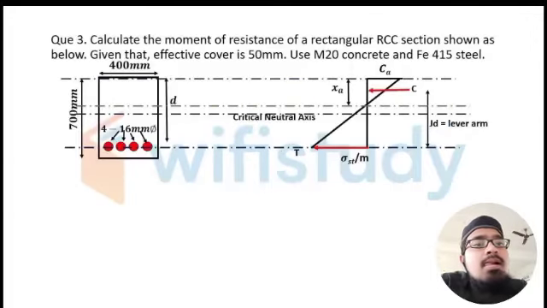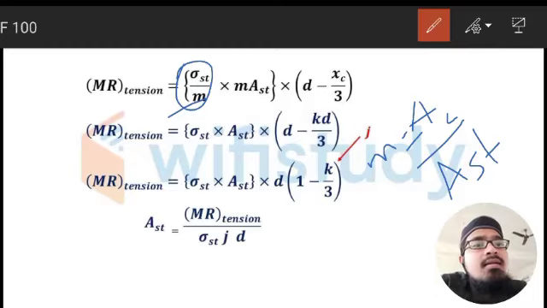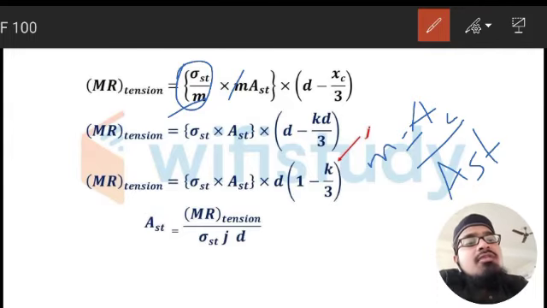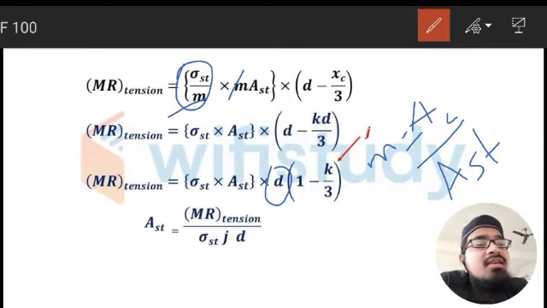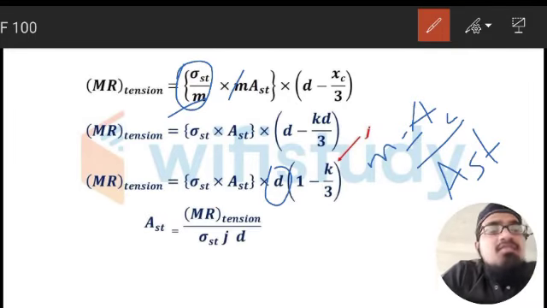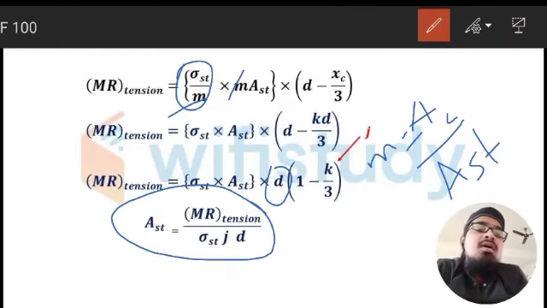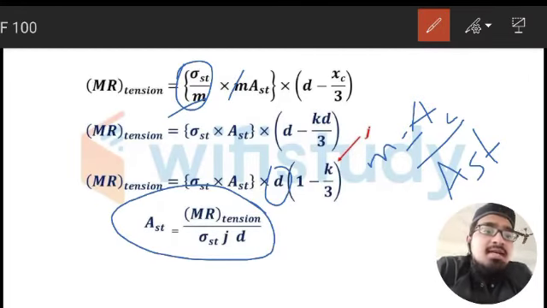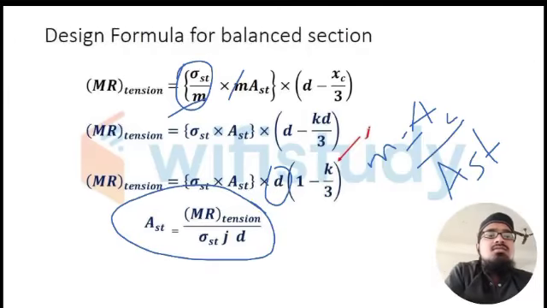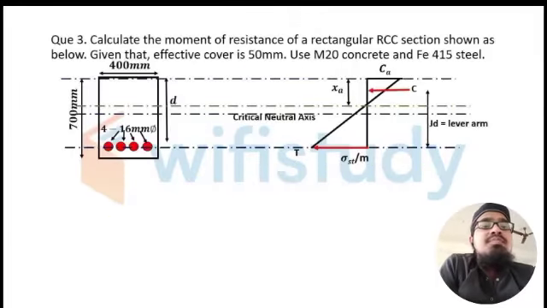And in the next equation, sigma st into ast into d minus kd by 3, because xc is equal to kd. And in the third line, if we make d common, 1 minus k by 3 will be remaining, and 1 minus k by 3, as I denoted in the previous slide, will be equal to j. So overall, ast will be equal to the moment of resistance in tension by sigma st into j into d. This is the thing that we should know.